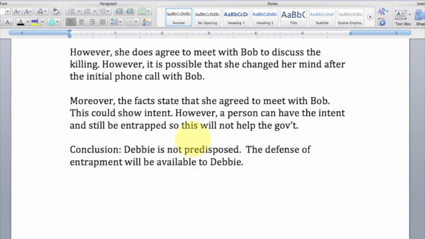And moreover, the facts state that she agreed to meet with Bob, and this could show intent. But remember this, a person can have intent and still be entrapped. So this will not help the government. The conclusion: Debbie was not predisposed, and the defense of entrapment will be available to Debbie.